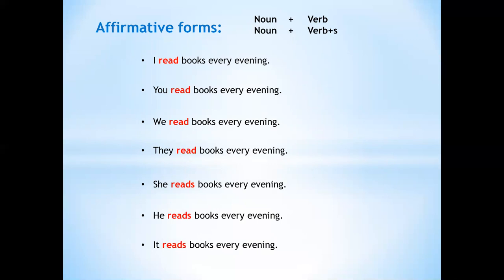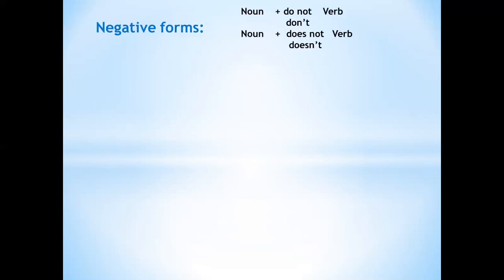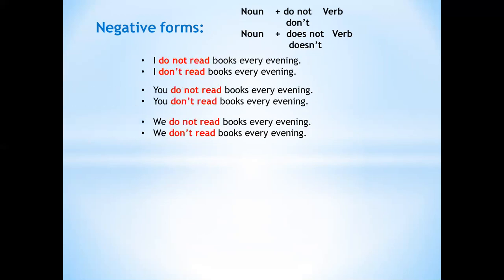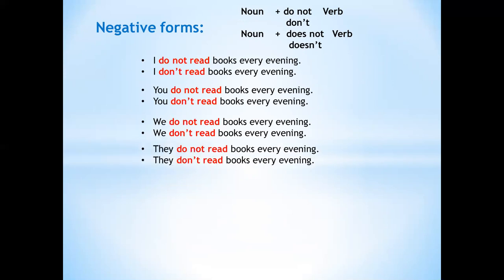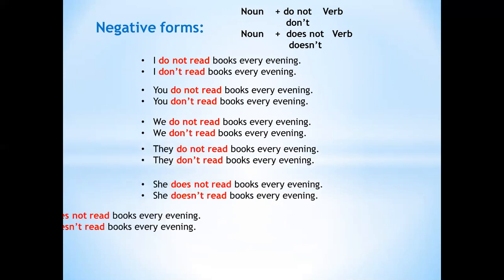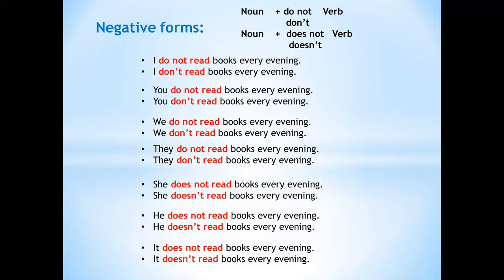With these sentences, you might get negative forms as well. All you have to add is do not or does not after the noun or pronoun. For example, I don't read books every evening. We don't read books every evening. He doesn't read books every evening. It doesn't read books every evening.